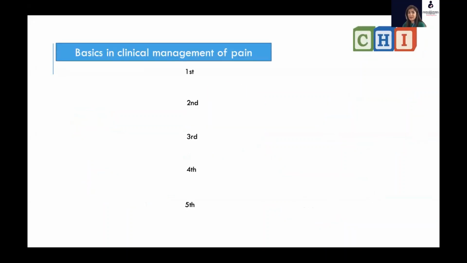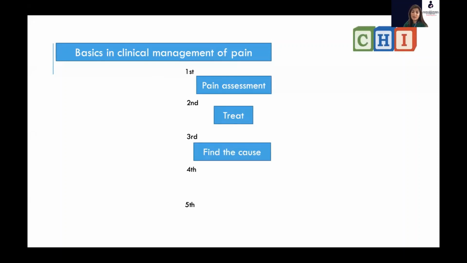So there are basics. First of all, we need to assess the pain. When the patient comes and complains of pain, we need to assess that pain. After assessing that pain, we need to treat the pain. The old recommendation was to delay treating pain for diagnosis, but it's not recommended anymore. If a patient comes in pain, go and treat that pain, because it will not delay your diagnosis and it will not change your differential diagnosis. So assess the pain, give it a score, treat that pain, and then go and find your cause.